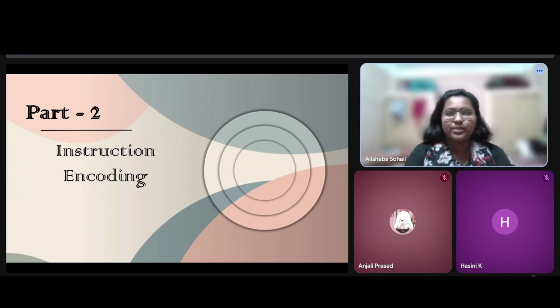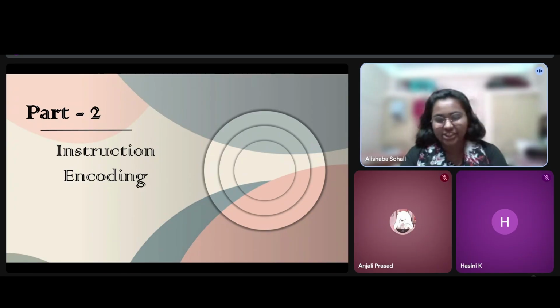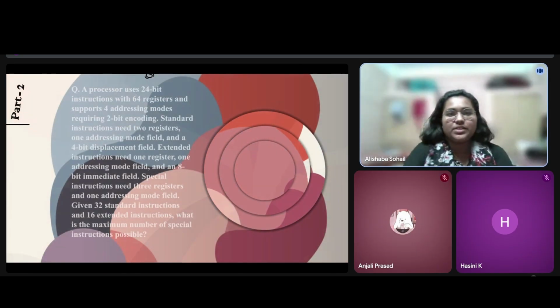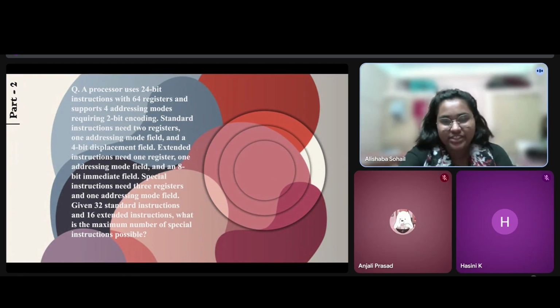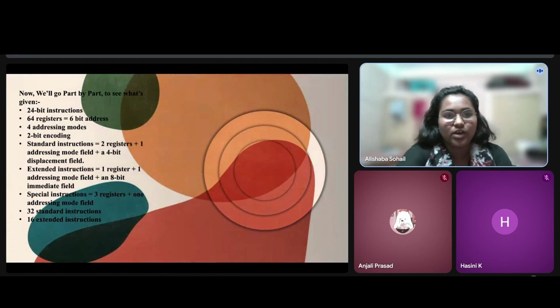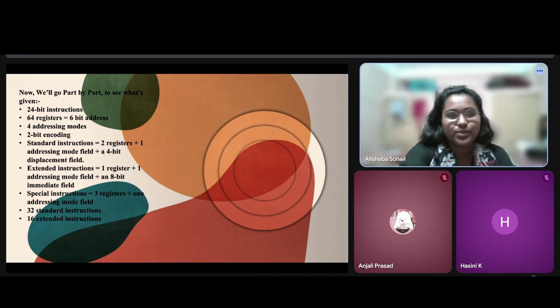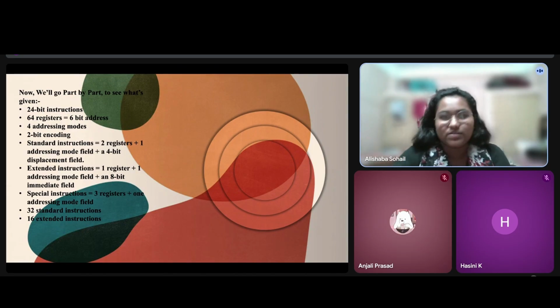I am Alishaba, roll number 10167, and I'm going to be doing the second part of my second question, which is instruction encoding. So this was the question that was given. You can see the question is bulky, so we're not going to be using this one. Instead, we've gone through it, and we're going to be given data on this question.